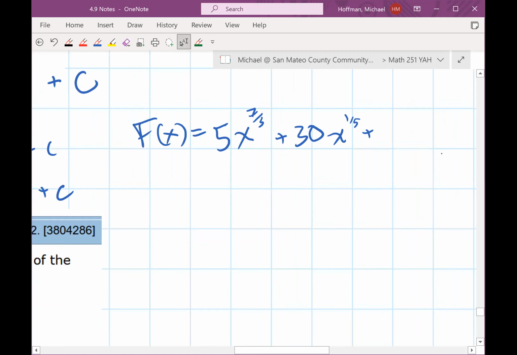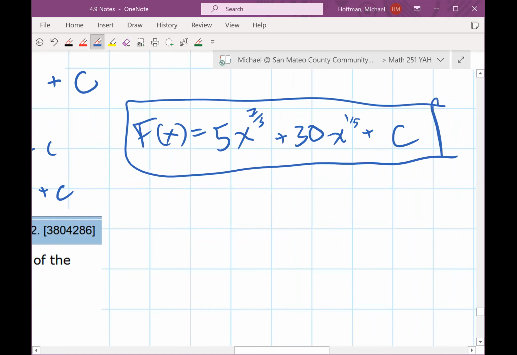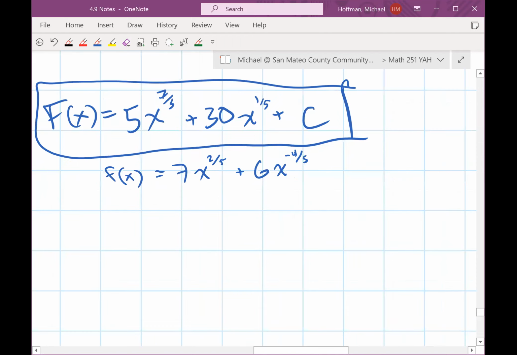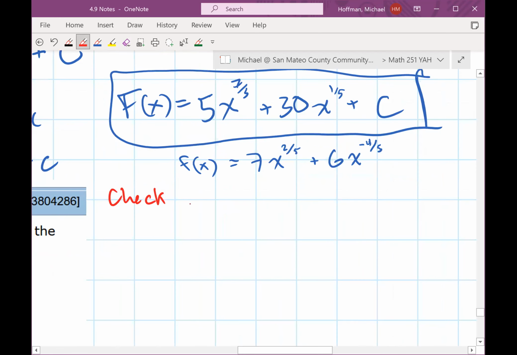That is the most general antiderivative of our original function here, which was 7x to the 2/5 plus 6x to the negative 4/5. And if you take the derivative, you can confirm this, right? So the way that we check is to find f prime of x from our answer.